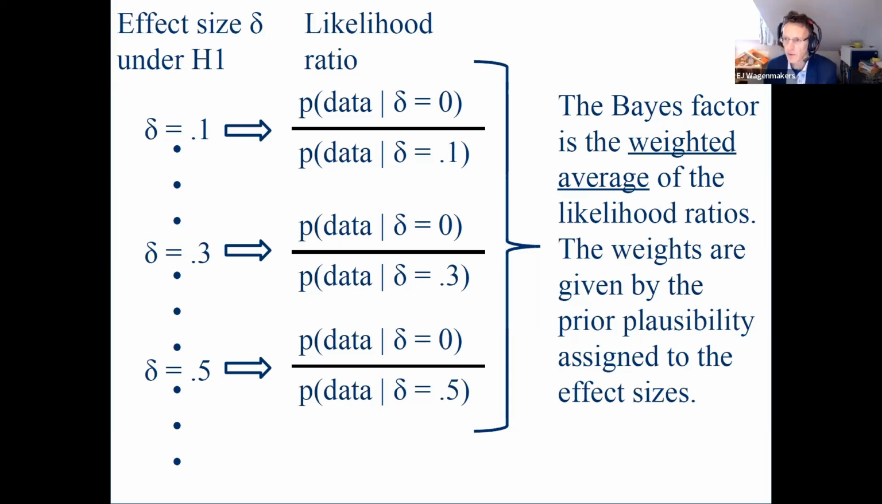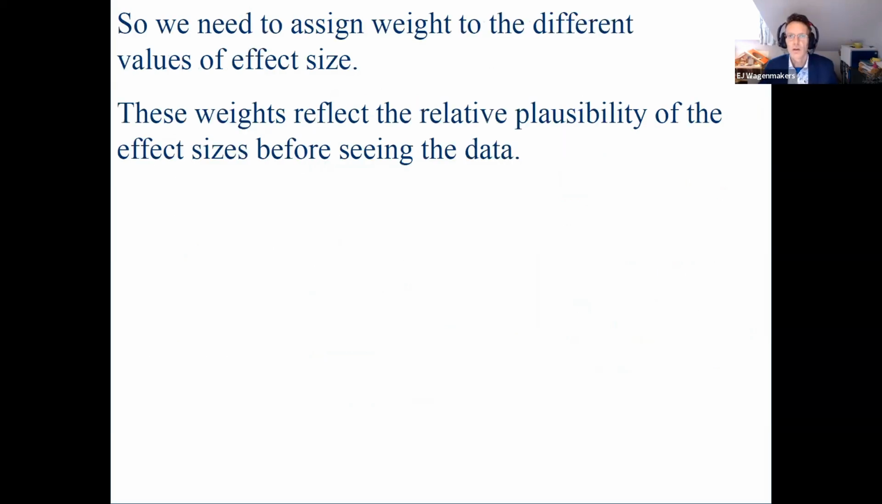So what to do? Well, the Bayesian solution is then to average the outcomes. So the Bayes factor is the weighted average of these likelihood ratios, and the weights are provided by the relative prior plausibility of these values, 0.1, 0.3, 0.5. So if you think a priori that 0.3 is more likely than 0.5, then this likelihood ratio will receive a larger weight compared to the other. So in order to compute a Bayes factor, we need to assign a prior distribution to these effect sizes. And that prior distribution reflects the relative plausibility of those effect sizes before we see the data.